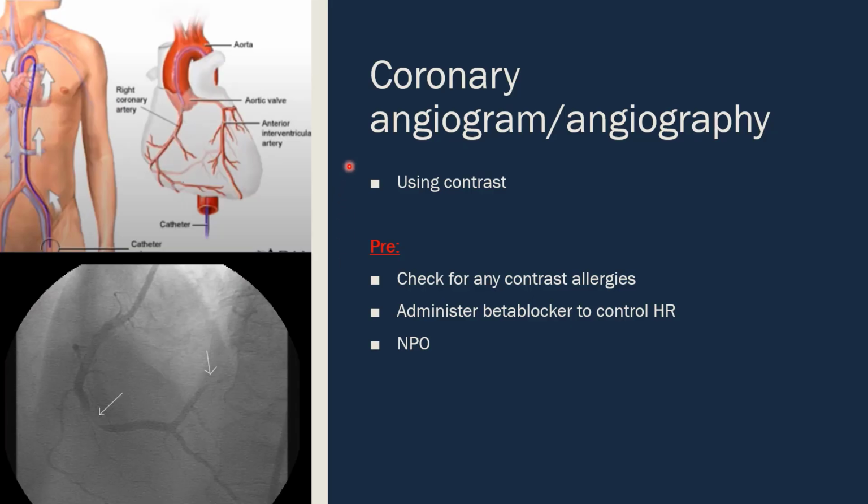I'll move on. Another test for CAD would be coronary angiogram. So coronary angiogram assesses if there are any blockages. As you can see here, there's a good coronary artery here, but then at this part, it's not as good, it kind of narrowed or shrunk. And that means that there is atherosclerotic plaque buildup, or there's a complete occlusion there, which is not good.